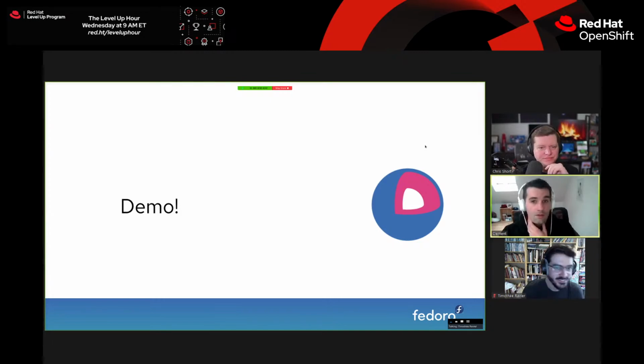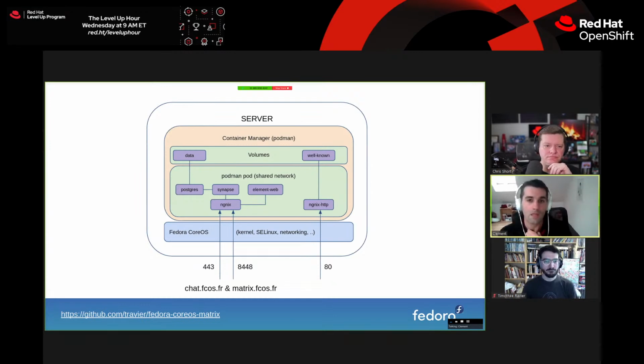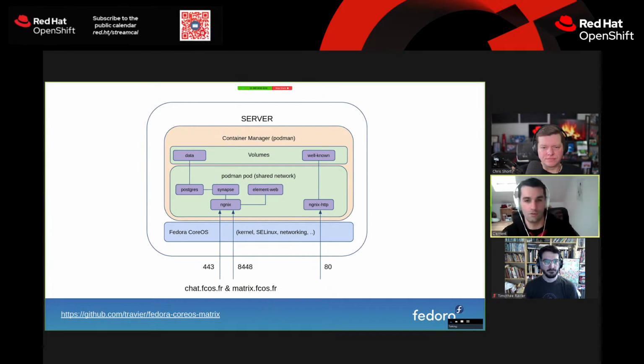The small demonstration we have today is showing how to run a Matrix server on a Fedora CoreOS host. We have this simple diagram that shows how the server and all the services are configured. As the base, you have Fedora CoreOS that provides the kernel, SELinux, the networking stack, and a container manager. In that case, we use Podman.